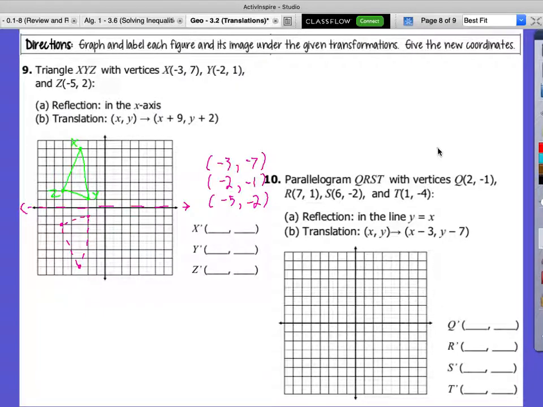Okay, so it says x plus 9, y plus 2. That comes afterwards. So we first have to reflect it, and then we shift it, okay? Because if we shift and reflect, that's different.